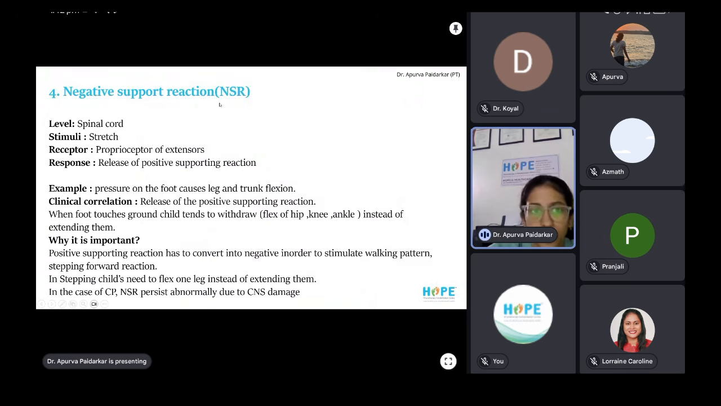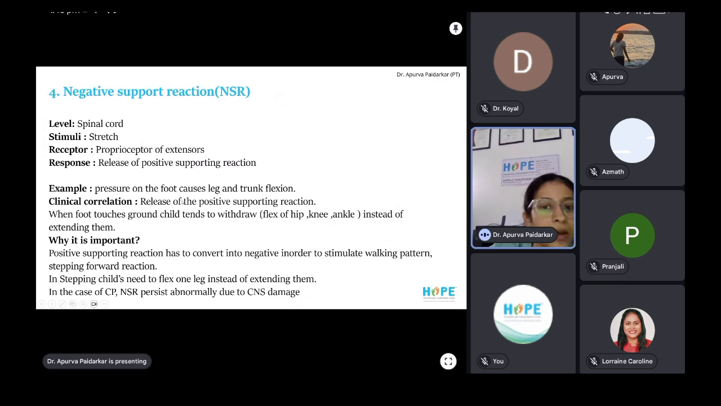The fourth is the negative supportive reaction. Its level will be the spinal cord, stimulus again stretch, receptor will be the proprioceptor of the extensor, response would be release of the positive supportive reaction. So here what happens is that pressure on the foot causes leg and trunk flexion. Before it was leg extension, but here it is flexion.